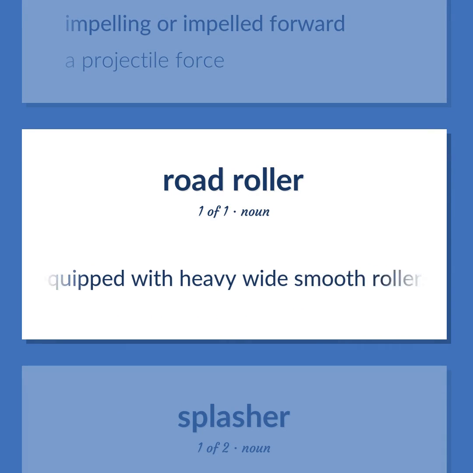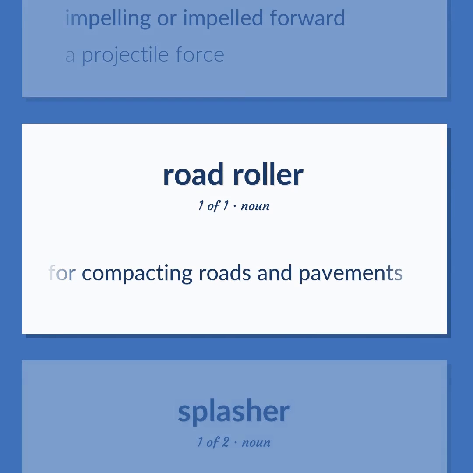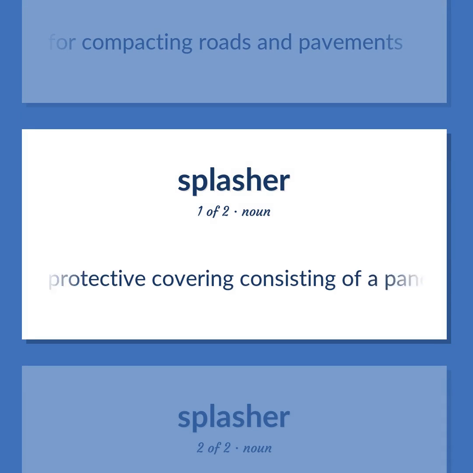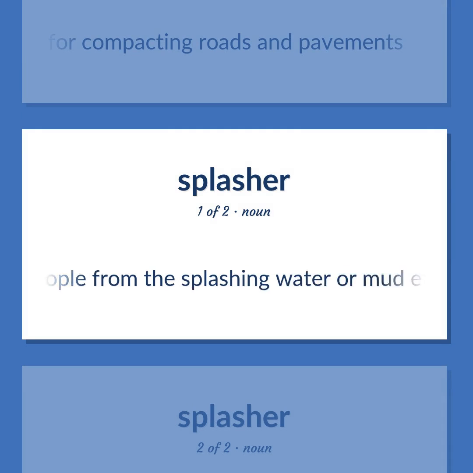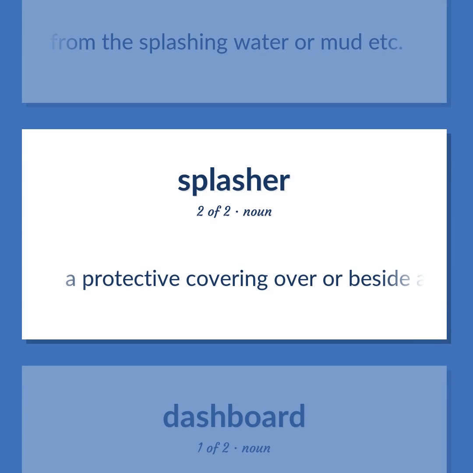Vehicle equipped with heavy wide smooth rollers for compacting roads and pavements. Protective covering consisting of a panel to protect people from the splashing water or mud, etc. A protective covering over or beside a wheel to protect the upper part of a vehicle from splashes of mud.